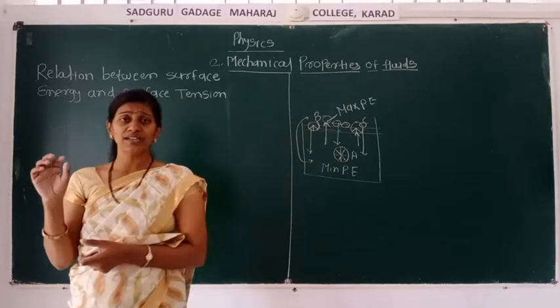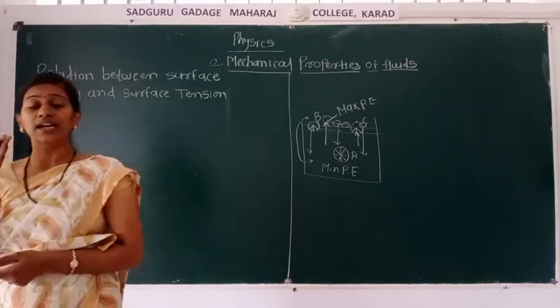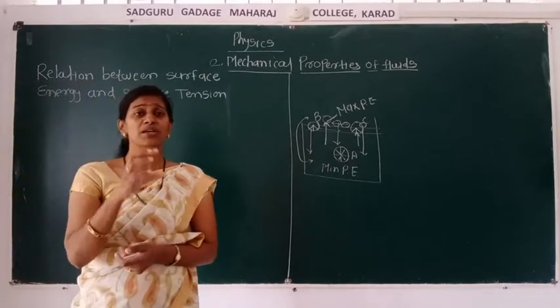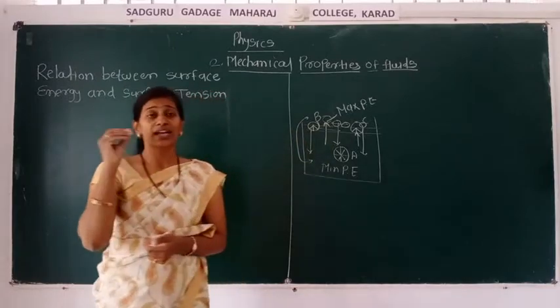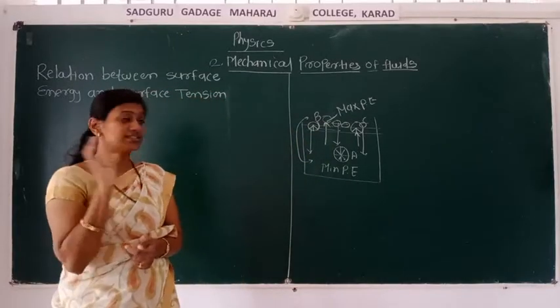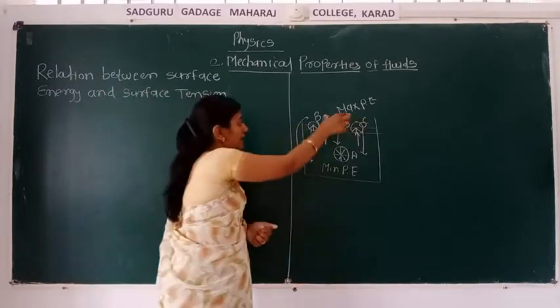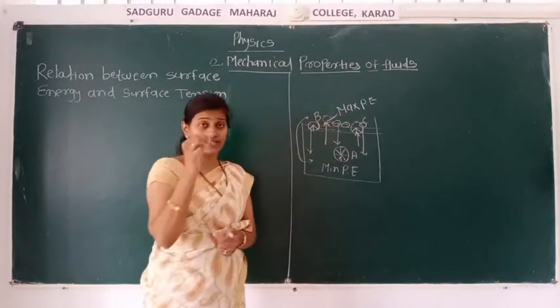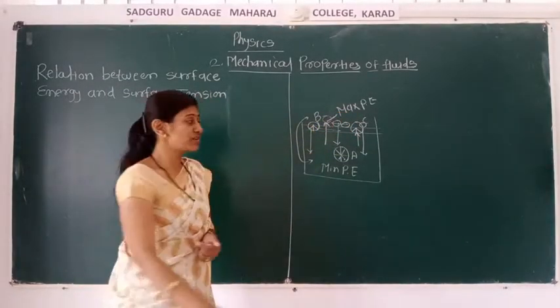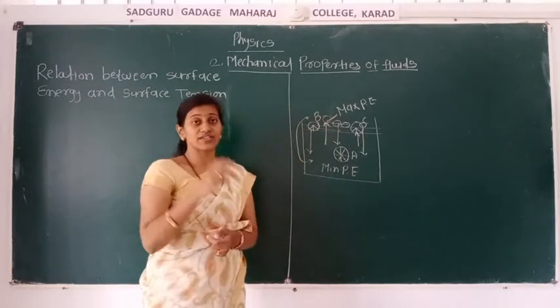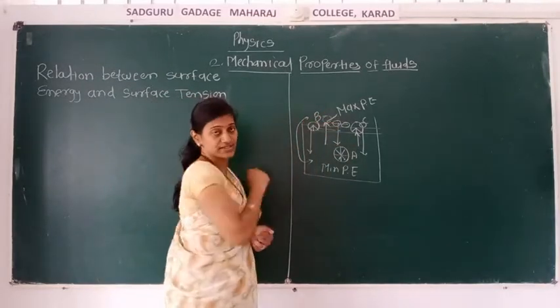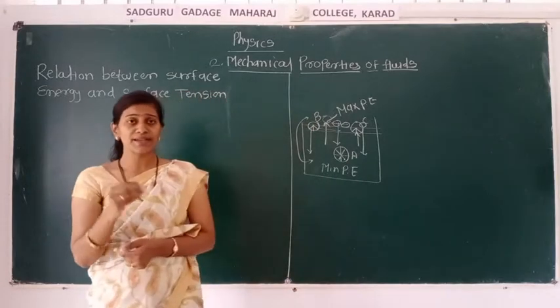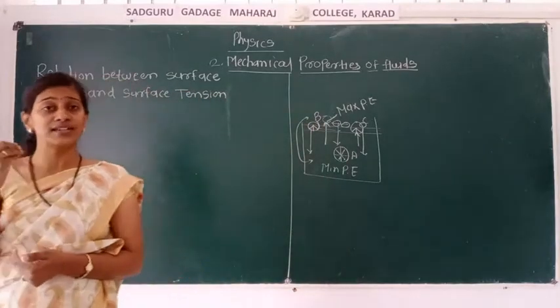But in the universe, every system tries to minimize its potential energy. The free surface of a liquid will try to minimize its surface area, so the extra potential energy possessed by the molecules present on that free surface is used to increase the surface area. This is a basic thing, and it is one of the universal properties.